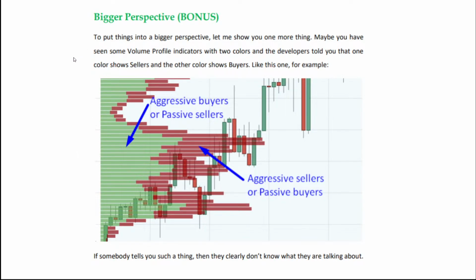So to put things into a bigger perspective, let me show you one more thing. Maybe you've seen some volume profile indicators with two colors, and the developers told you that one color shows sellers and the other color shows buyers, like this one, for example. People mistake this as aggressive buyers here, but this is aggressive buyers or passive sellers. We have a combination of both. And then on the inverse side here, we have aggressive sellers or passive buyers. So both buying and selling is happening in both areas on this. If somebody tells you one is buying and one is selling, they do not know what they're talking about.